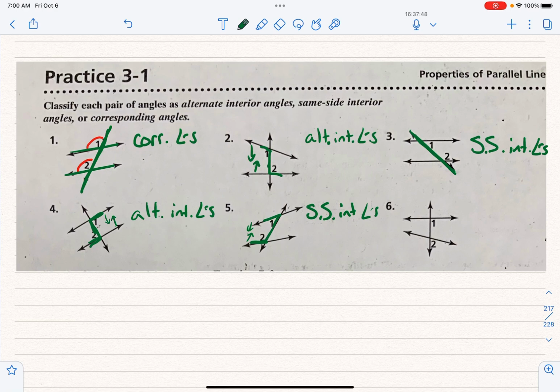And lastly, number 6, you can see that this is a great corresponding situation. Out of these 4 angles right here at this intersection, angle 1 is on the bottom right. And out of these 4 angles at this intersection, angle 2 is on the bottom right. And so they correspond to each other. So these are corresponding angles. Hopefully that's what you had.